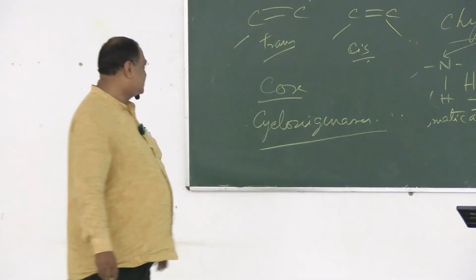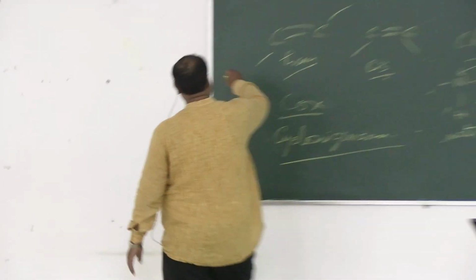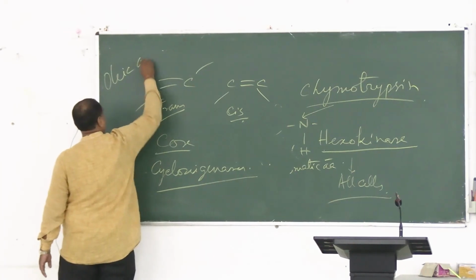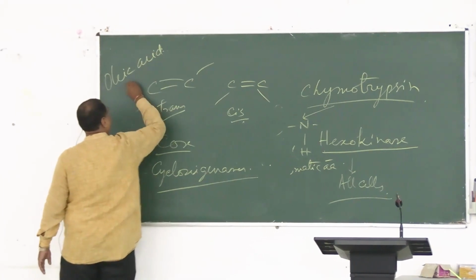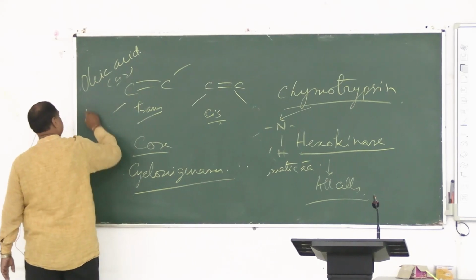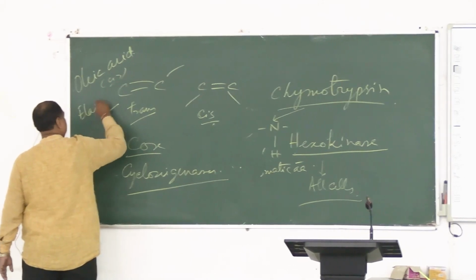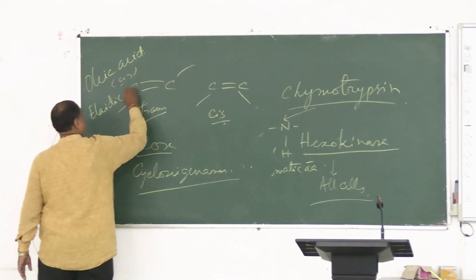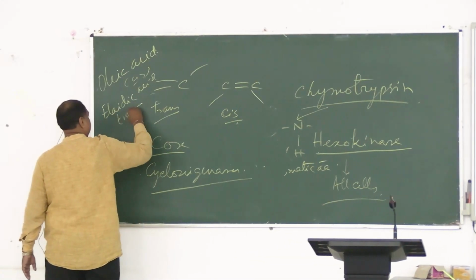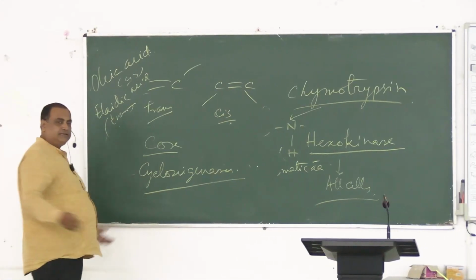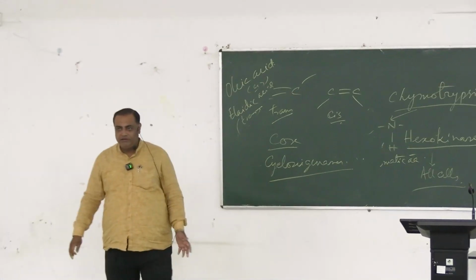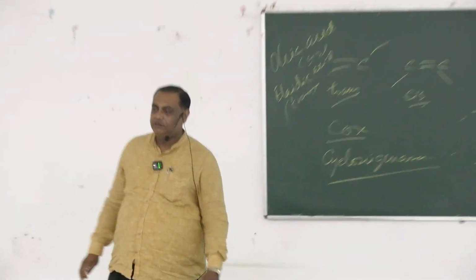See, for the cis and trans forms, one is oleic acid. This is the cis form, and this is elaidic acid. This is the trans form. Same acid, but the cis form has a different name and different function. The trans form has a different function.